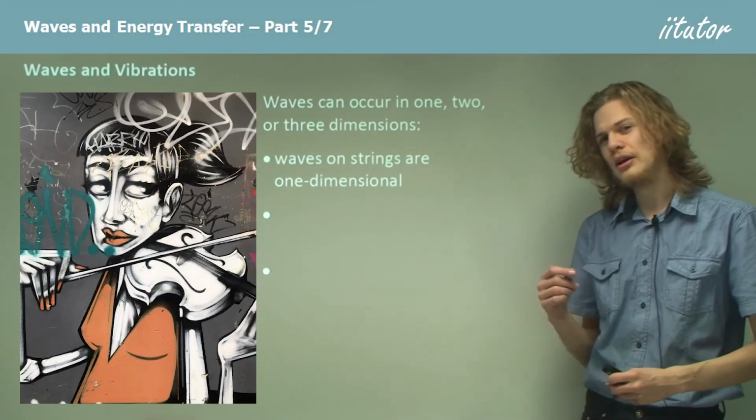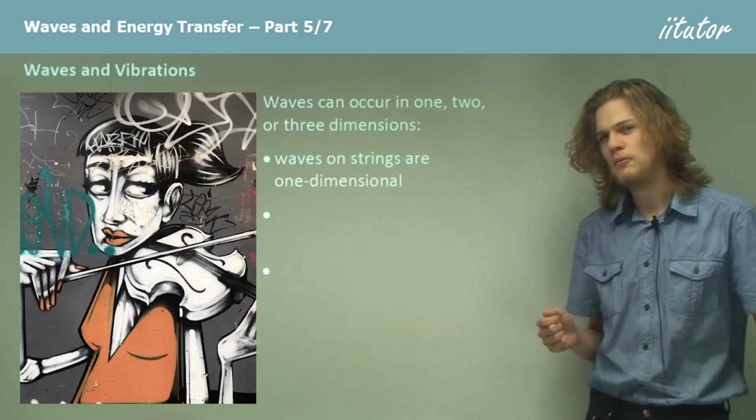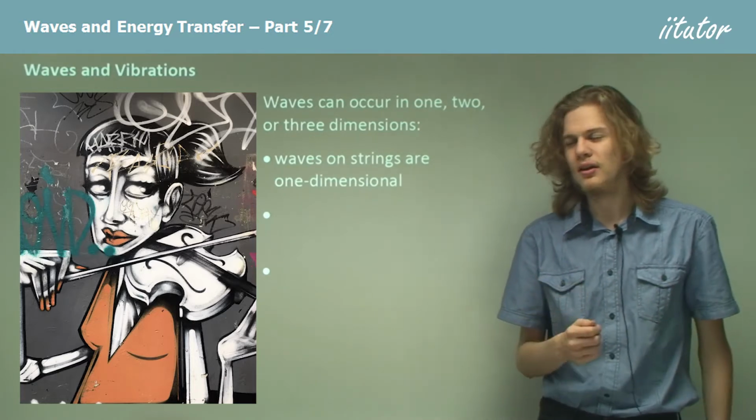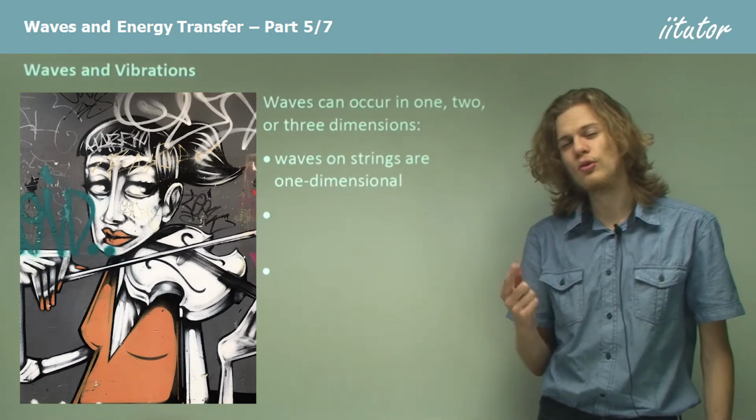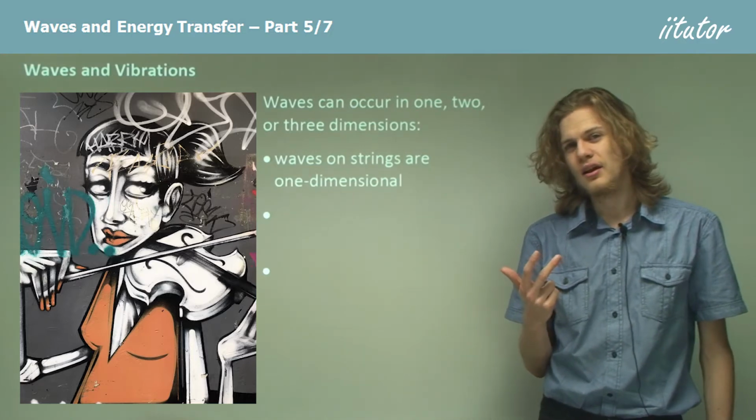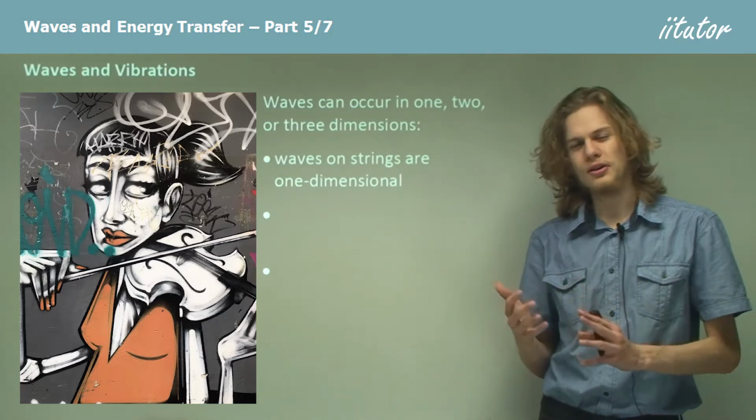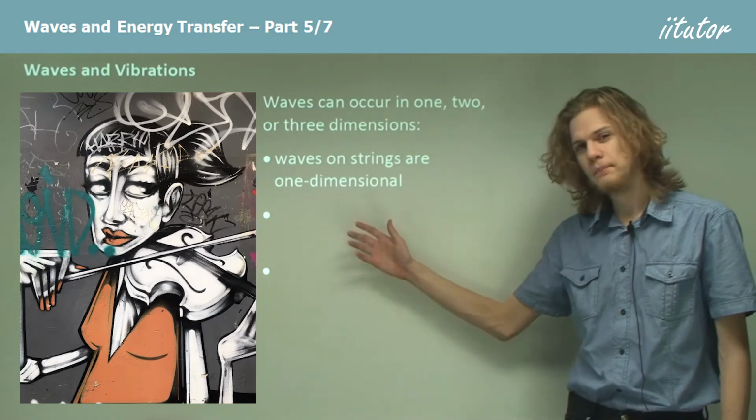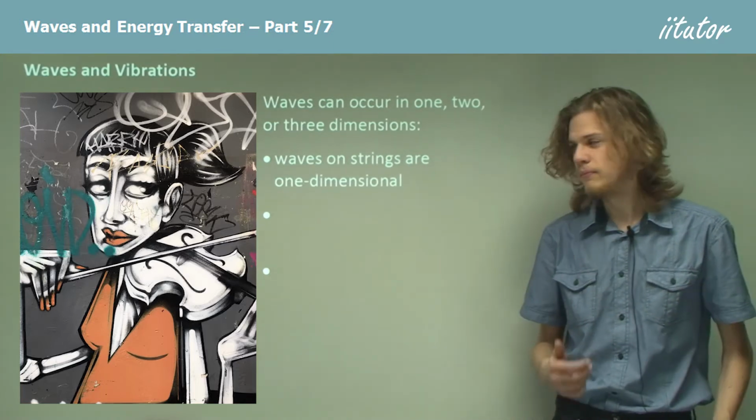Now, waves can occur in different numbers of dimensions, right? We can look at waves in 1 dimension, which are the easiest to examine. We can look at waves in 2 dimensions, or even in 3 dimensions. And all of these waves will look a bit different. A wave in 1 dimension might be a wave on a string, for example, in a violin.